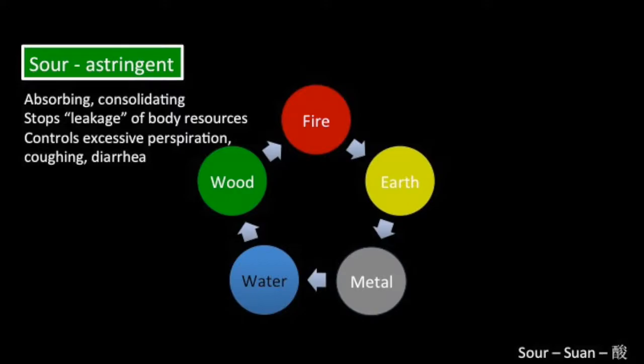Sour corresponds to wood and is astringent and consolidating. Such healthy functions can become excessive in disease and start to weaken the body. We can think of this as a loss or leakage of our body resources, such as fluids or qi. An example of this could be limiting excessive sweating after a fever through astringency. Diarrhea in the later stages of a disease can also be thought of as a form of leakage of fluids, leading to dehydration. Needless to say, herbs with this property should be used appropriately in those circumstances.